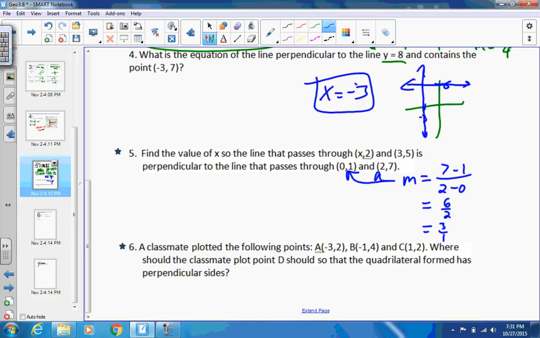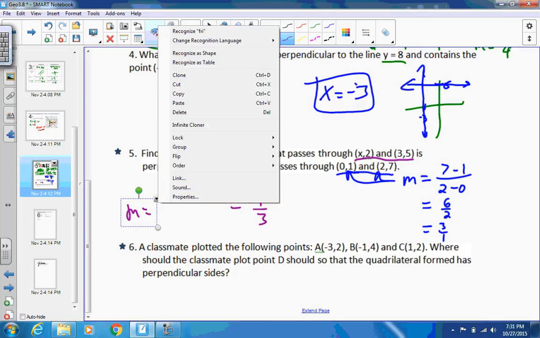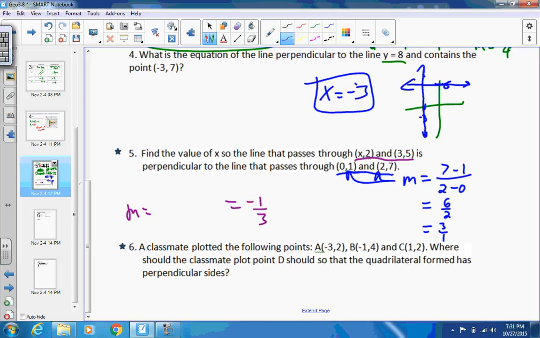If we want it to be perpendicular, we want the slope of the other one, that one was in blue, so the other one is in purple here, to be the opposite and reciprocal, -1/3. So if these are our points, let's just plug it in. 5 minus 2 over 3 minus x. That has to be equal to -1/3.